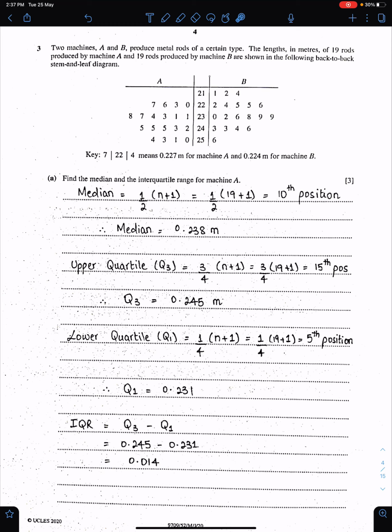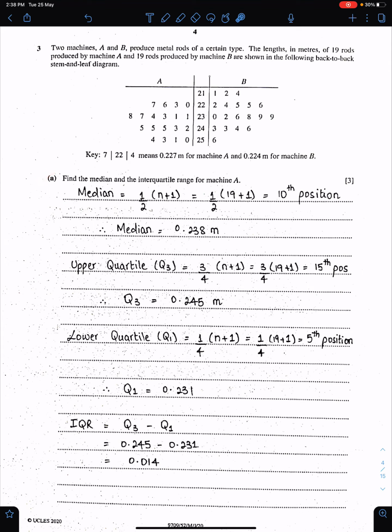Question number 3. Two machines A and B produce metal rods of a certain type. The lengths in meters of 19 rods produced by machine A and 19 rods produced by machine B are shown in the following back-to-back stem plot. Here is the key. This means 0.227 meter for machine A and this means 0.224 meter for machine B.